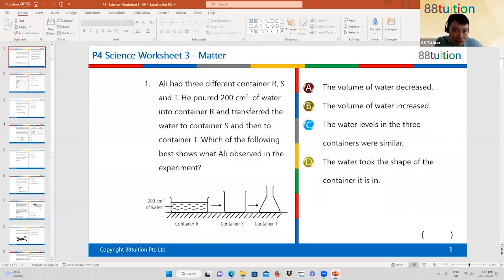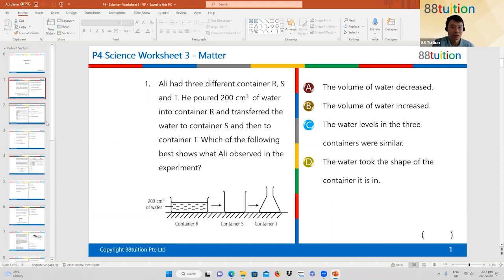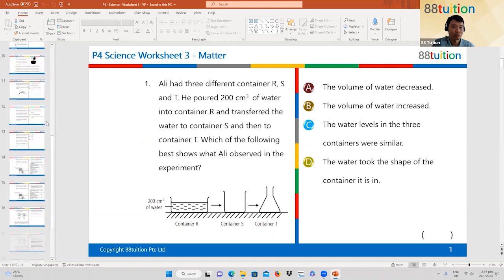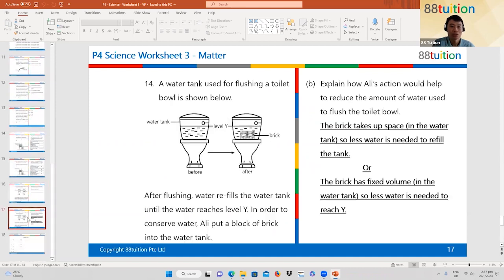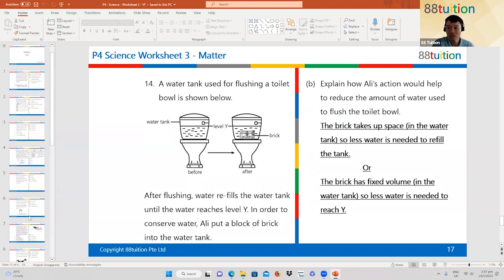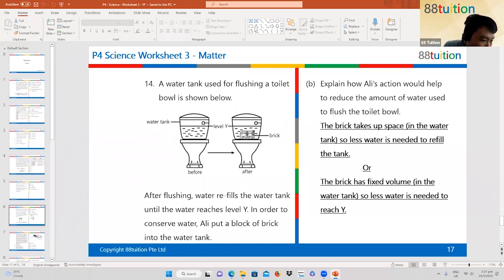So all of you have this worksheet with you ready at your side? Good. Let's try the questions already. There are how many questions here? 1 to 14 questions. And how much time do we have? Today we have 1 hour 20 minutes to answer all these questions.